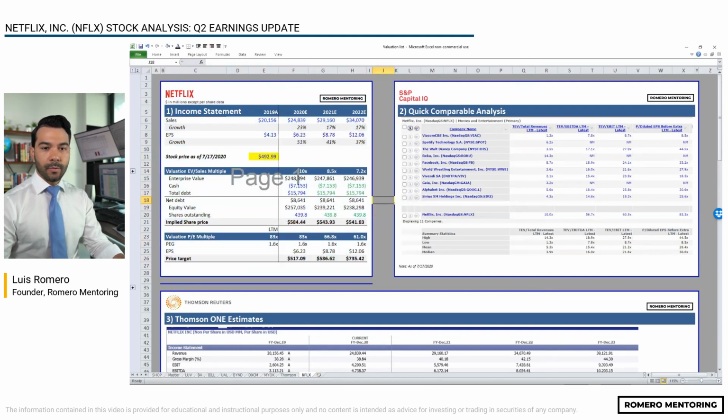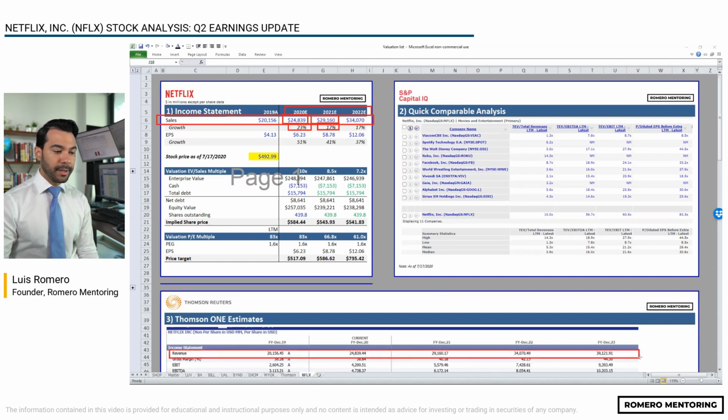Okay, so we have sales, and look at the years that I am looking at. We're looking at from 2019, that was last year, all the way out to 2022. And you can see what I have here for this year. The street is expecting 24.8 billion in revenue, which is a 23% growth from the previous year. Okay, in 2021, we are anticipating 29.1 billion in revenues, which is a 17% increase. Again, that number is coming from down here, right? You can see it over here. That's where I'm getting that information from.